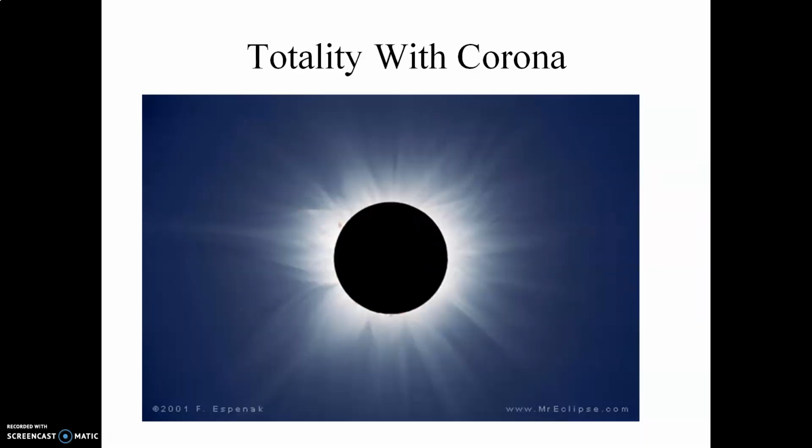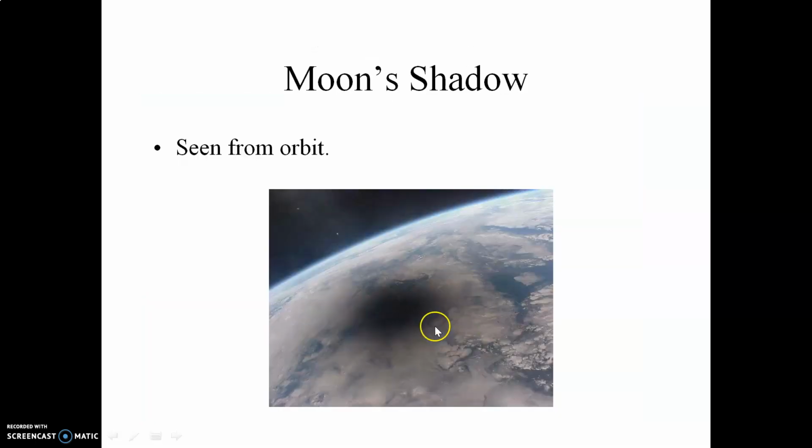Here's a nice photograph of totality. When you look at the moon in this manner, no light is coming from the moon at all, so therefore the moon appears completely black when you see it in this manner during the total phase of the eclipse. Once again, here's the corona.